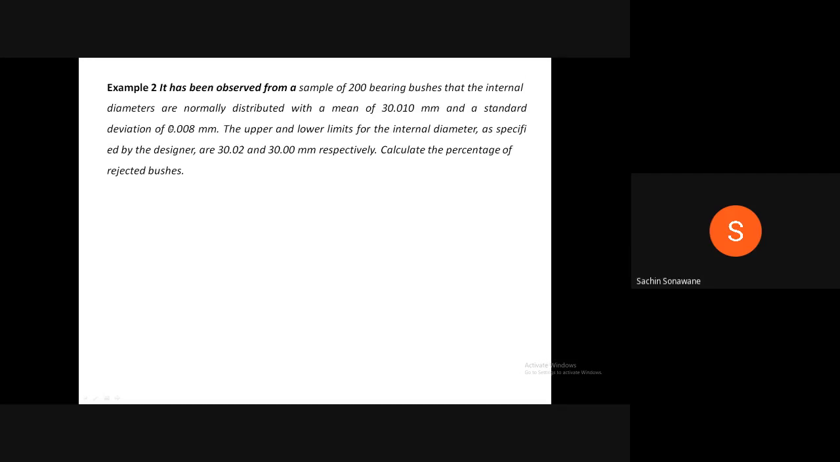It has been observed from a sample of 200 bearing bushes that the internal diameters are normally distributed within a range with a mean of 30.010 mm and a standard deviation of 0.008 mm. The upper and lower limits for the internal diameter as specified by the designer are 30.02 and 30 mm respectively. Calculate the percentage of rejected bushes.